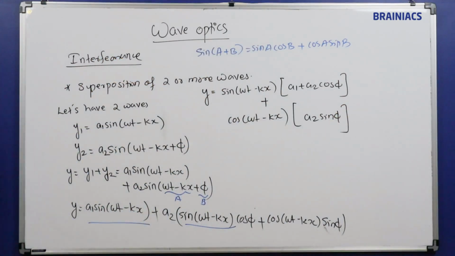If you look into these equations, what you can see as the observation is that there will be an a2 sin phi term and an a1 plus a2 cos phi term.